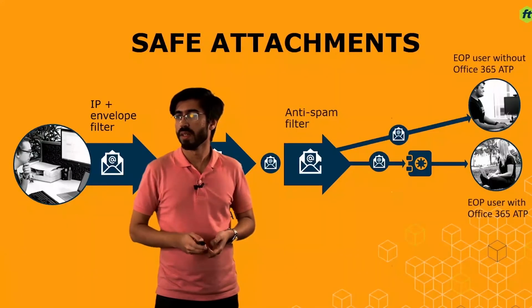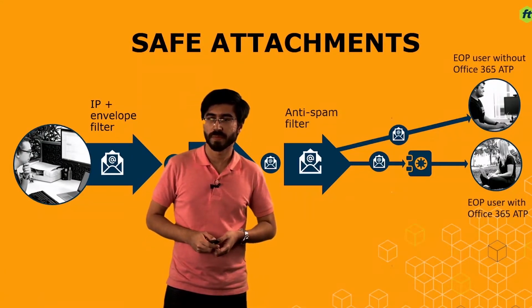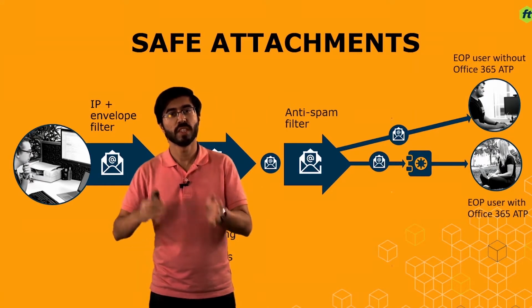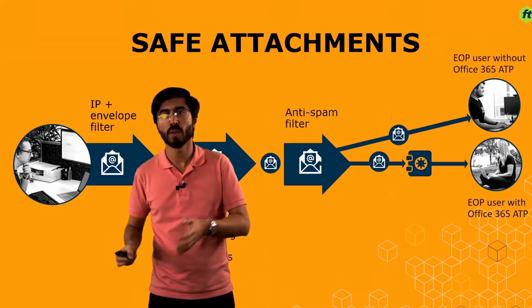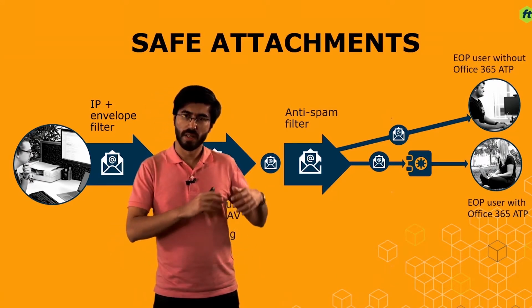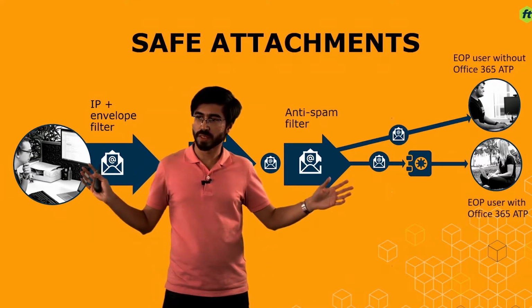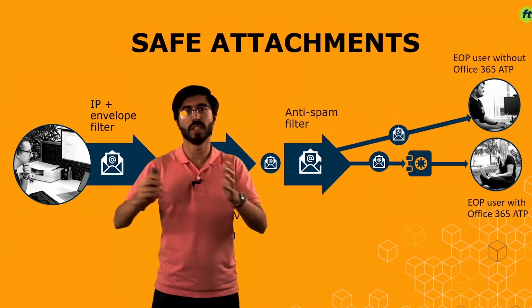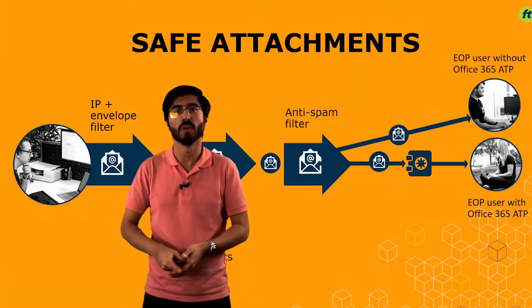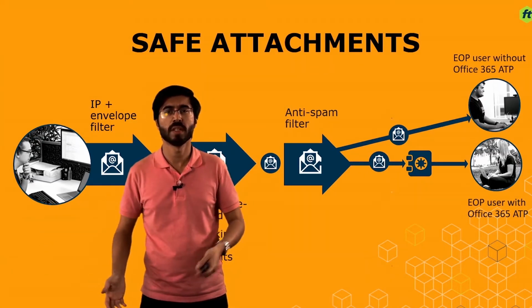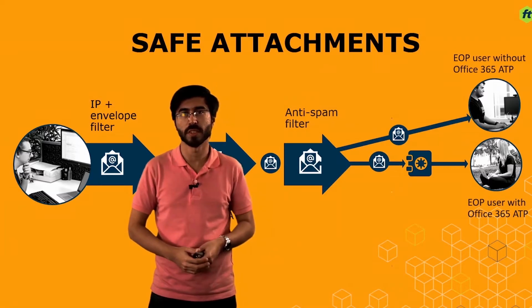Actually, the next one is safe attachments. So now we were talking about links before, but now let's talk about attachments. Similar to what I mentioned before, the first part of this security process is done by Exchange Online Protection, and that is the same for a normal O365 user and one who is not using safe attachments.